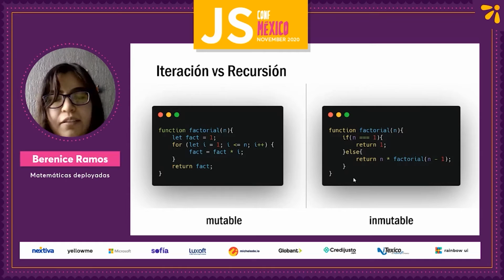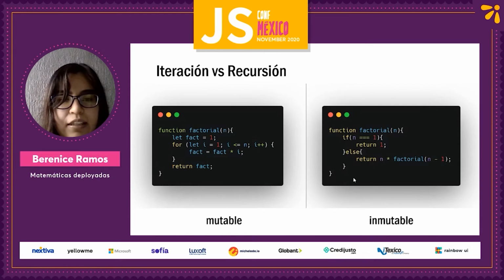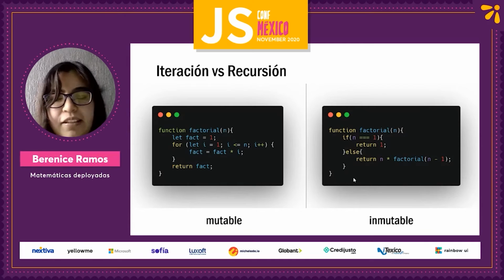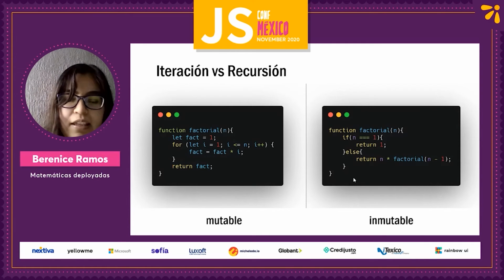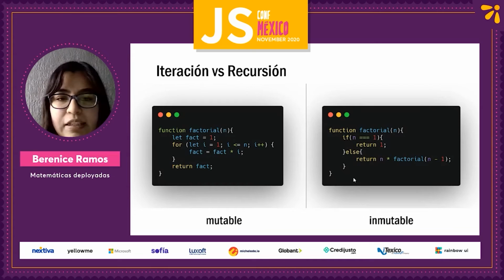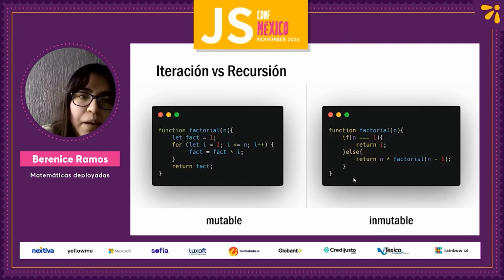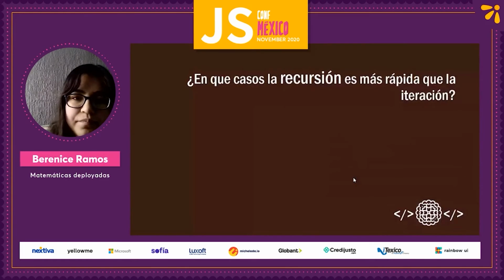pure function in the sense that it does not alter any other part of the program, but we can just say that it is a relationship between the parameters and the return values. So this is very convenient when we're working the paradigm of functional programming, because that is exactly what we need, that our values are not mutable. And this does happen in iteration.